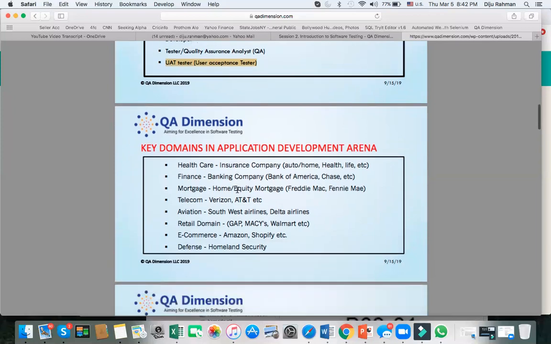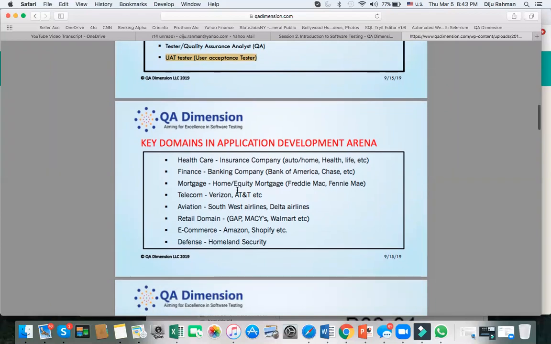It's fine. Okay, so the key domains in application development. I think I touched base on this a little bit before, so there's nothing else to go over. Healthcare is basically insurance companies. This can be home loan, auto loan. Finance can be banking companies, Bank of America, Chase. Mortgage, home equity mortgage is Freddie Mac, Fannie Mae. Those are the two mortgage companies out there.